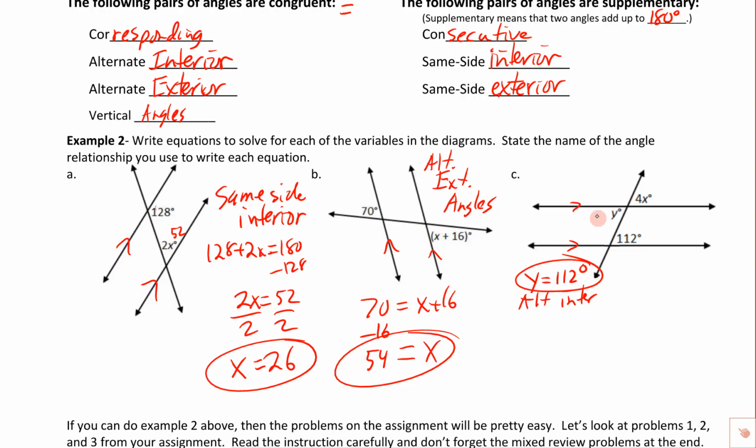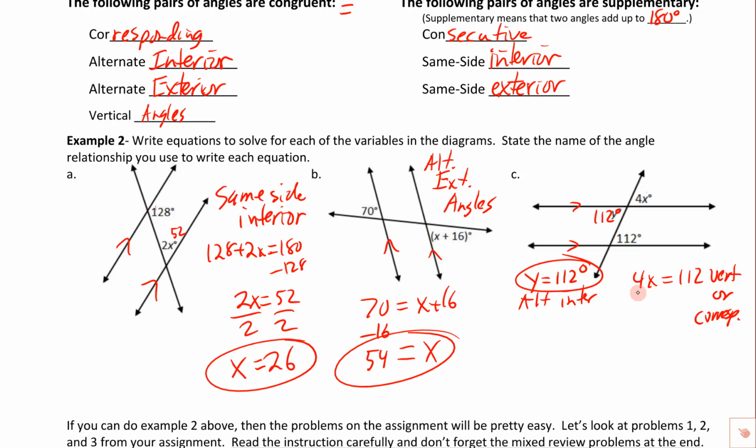All right. And if this is 112, then there are two ways that we can figure this one out. Those two are vertical, so I could say 4x equals 112 because they're vertical. I could also say this, 4x would equal 112 because those are corresponding. So either vertical or corresponding. So I'm going to put vert or corresponding.